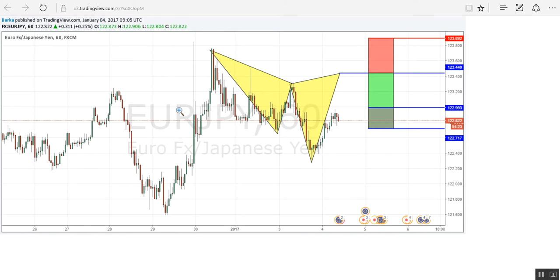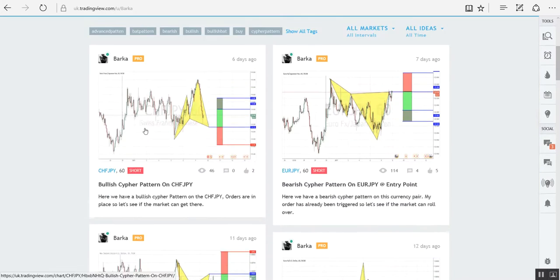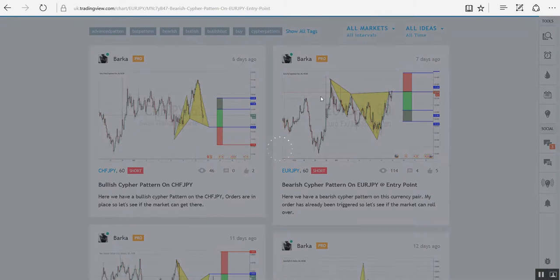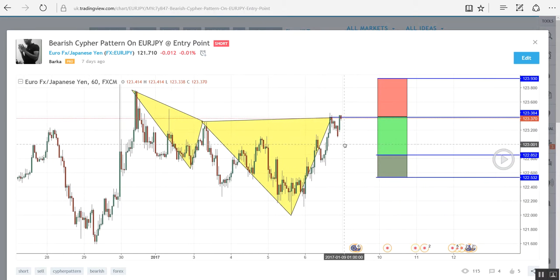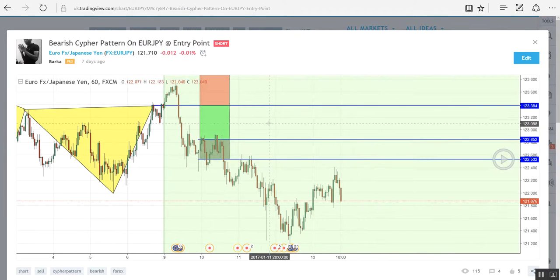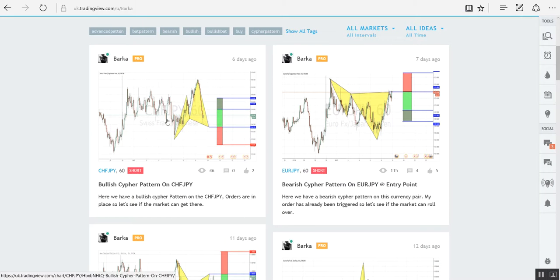This was the trade that I posted for my signal service members. As you can see, I posted this trade way before the market even completed the cipher pattern. However, on my TradingView page, look at when I posted this trade. I posted this trade at exactly the entry point. Let me just play it in to show you guys what happened. You can see that we did endure a little bit of pain, but then the market rolled over, hitting our first and second target, giving us a total of about 59 pips on both targets.